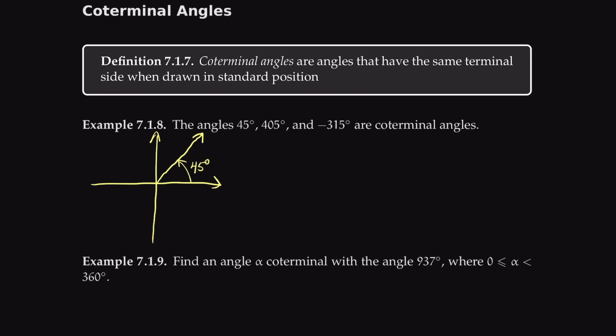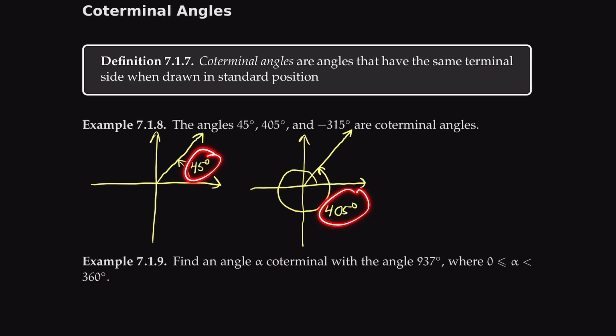But you can land on this same spot via a larger angle. So for example, if I go all the way around and then back to that point, this is a different angle. However, it lands in the same place. In fact, if I just add 360 degrees to 45 degrees, that's like going all the way around and then back to that spot again. So 405 degrees and 45 degrees are called coterminal angles because they land in the same place. They have the same terminal side.